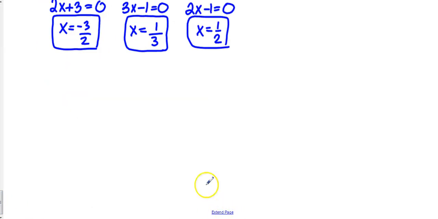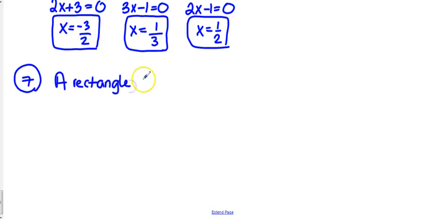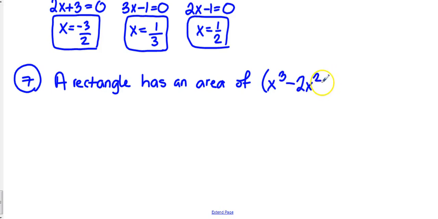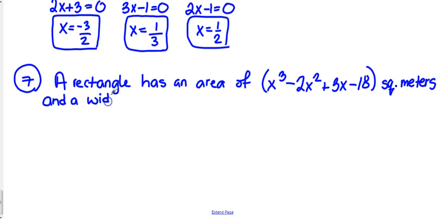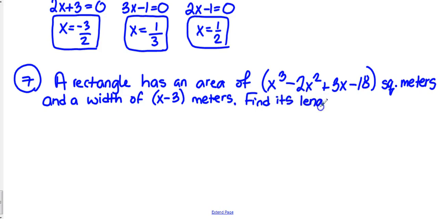Last example for today, number 7. A rectangle has an area of x cubed minus 2x squared plus 3x minus 18 square meters, and a width of x minus 3 meters. Find its length in terms of x.